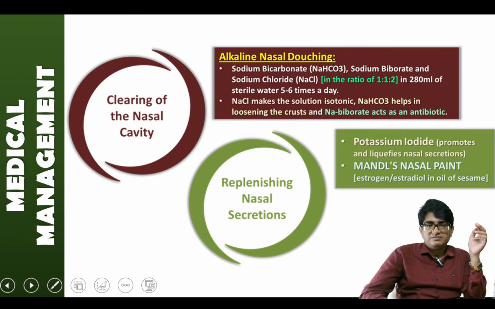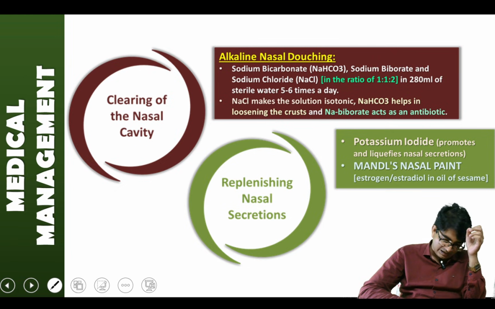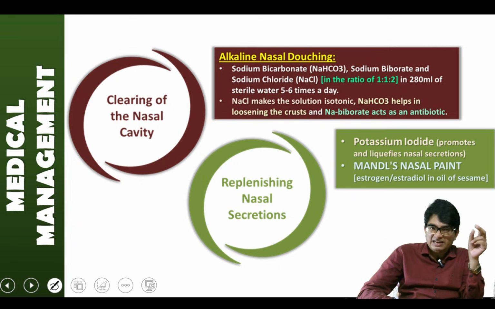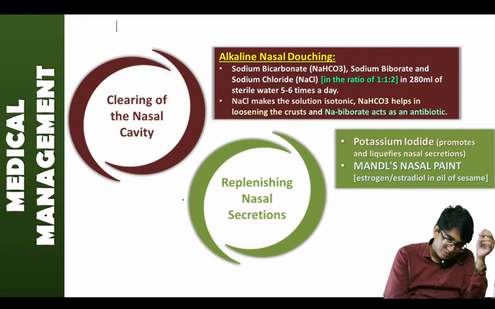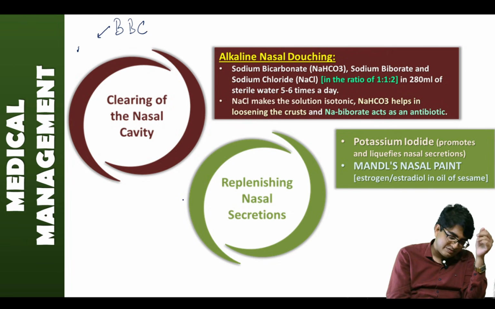Next, coming to the point of treatment of this very condition of atrophic rhinitis. Mainly, firstly, the medical management. Most important treatment of medical management is what you know already: alkaline nasal douching. And in alkaline nasal douching, what do we do? BBC. What is BBC? Firstly, sodium bicarbonate. Second B, sodium biborate.